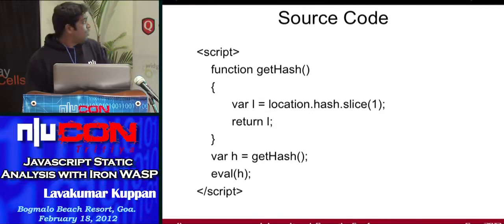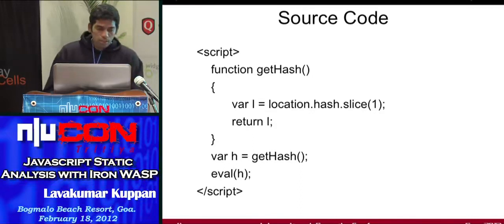Okay, cool. So now what is happening is there is a function being declared called getHash, and this function gets location.hash and returns that value, right? And here you have a variable h which stores the return value of getHash, and that variable is sent into eval. Okay. So now let me copy this and put it here and do a trace.